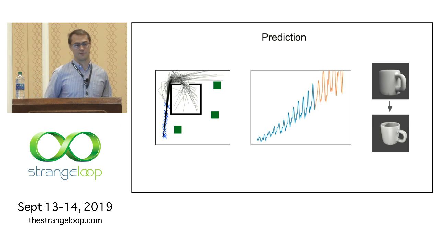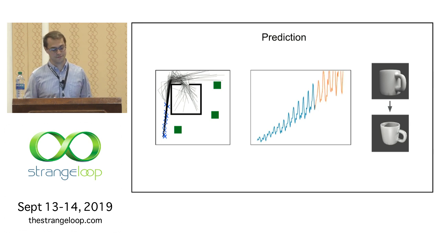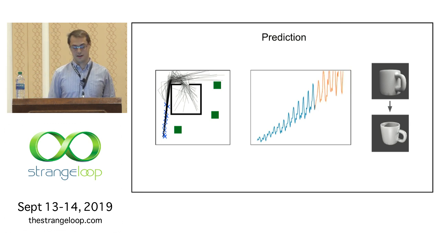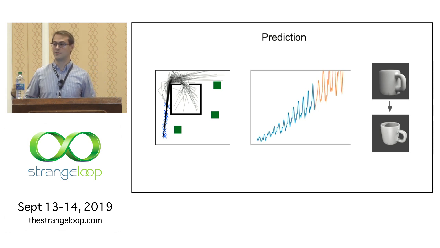So on the left, if we've inferred their destination, maybe we can actually predict their future motion. In the middle, if we've figured out what the patterns are underlying this data, maybe we can actually make forecasts. And on the right, if we figured out how the mug is oriented in 3D space, we can predict the image we would see if we moved our camera up a little bit.